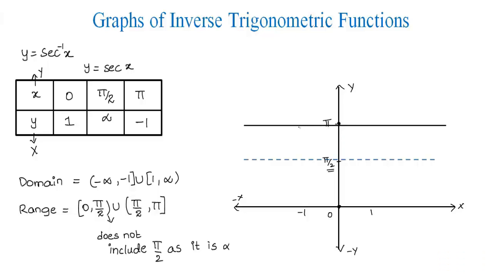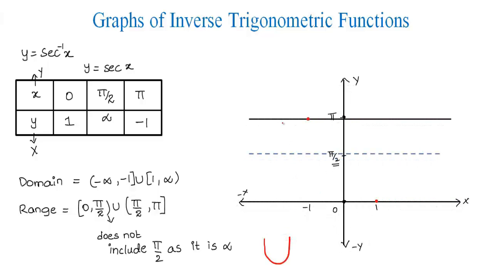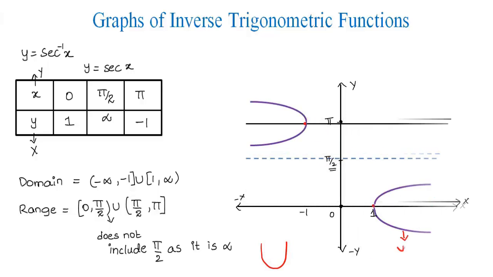Now let us plot the ordered pairs, which are pi comma minus 1. Here we get a point. The next ordered pair is 0 comma 1. Here we get a point on the x-axis. We already know that the graph of secant x is in this form, so here we get the graph of the inverse trigonometric function in this way. These are the graphs for y equal to secant inverse x.